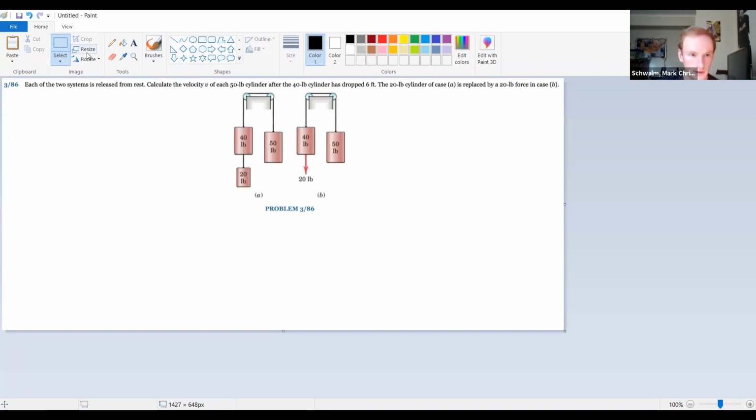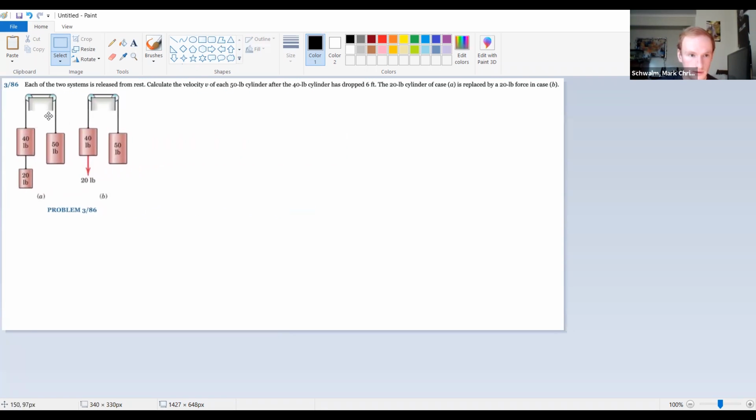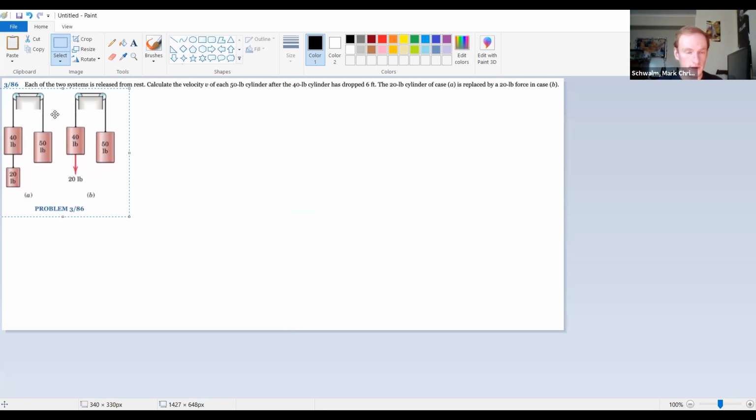All right, and we are just going to move this little puppy over here. All right, so we're going to start with A. Each of the two systems is released from rest. Calculate the velocity V of each 50-pound cylinder after the 40-pound cylinder has dropped 6 feet. The 20-pound cylinder of case A is replaced by a 20-pound force in case B.